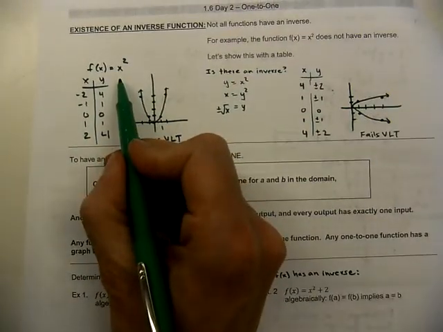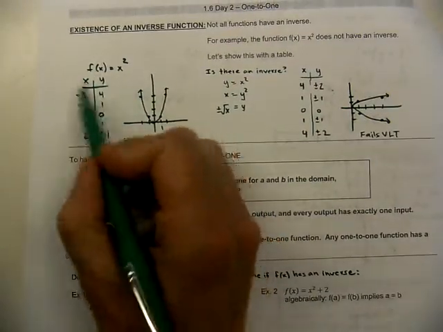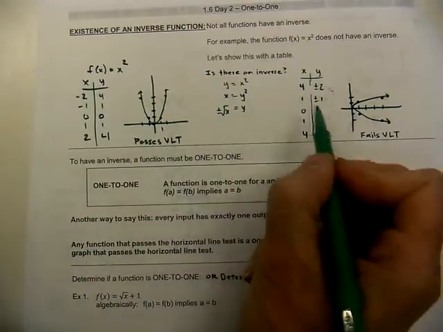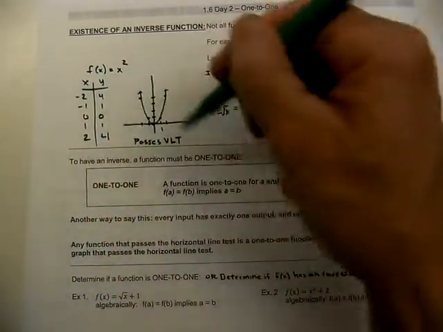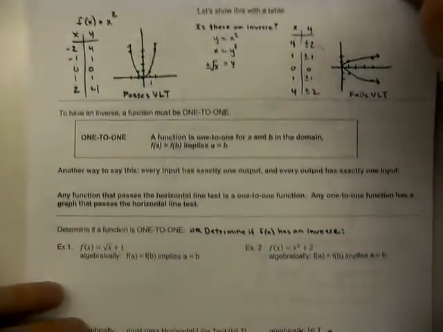Sometimes we just have a function, and we want to analyze the function without going through the work of finding a table of values, to see if there's an inverse or not. We want to examine this algebraically. And so we're going to do that here. And that's what we call testing to see if a function is one-to-one.